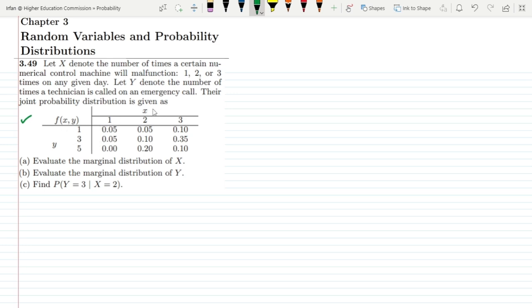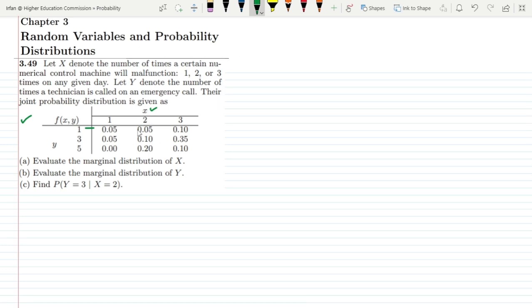Okay, so you can see here that the vertical lines basically show the values of x, while the horizontal lines basically show the values of y. Their combined joint probability distribution has been shown as tabulated here. So on the basis of this table, part A: evaluate the marginal distribution of x, and B: evaluate the marginal distribution of y. Let us first find the marginal distributions of x and y.